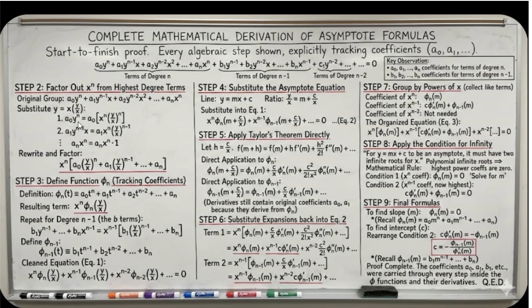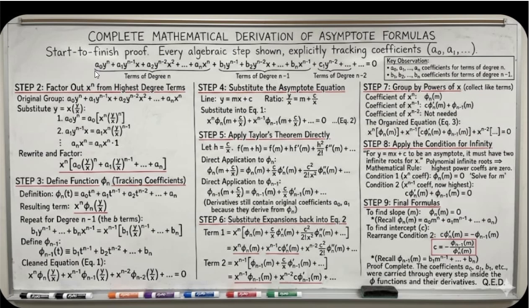Whenever you take x raised to n common outside and equate whatever is inside to 0, that is phi n of m. The second highest degree coefficient, phi n minus 1 of m, can be obtained similarly: take x raised to n minus 1 common, and whatever is inside gives phi n minus 1 of m. This can be obtained directly from the equation of the curve.